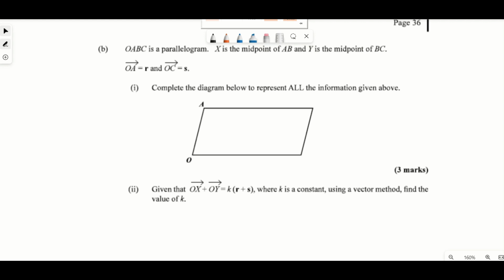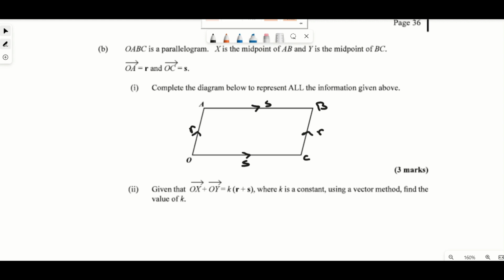X is the midpoint of AB, Y is the midpoint of BC. OA is equal to R, and they said OA is parallel to CB. Now, they said OC is equal to S. So OA is going from O to A, and OC is going in this direction, so S. So if this is a parallelogram, going from O to A, then from C to B will also be R, and from A to B will also be S.